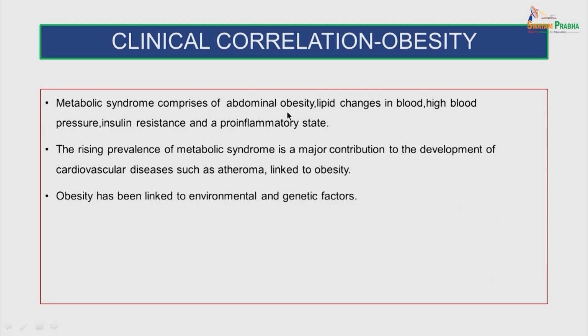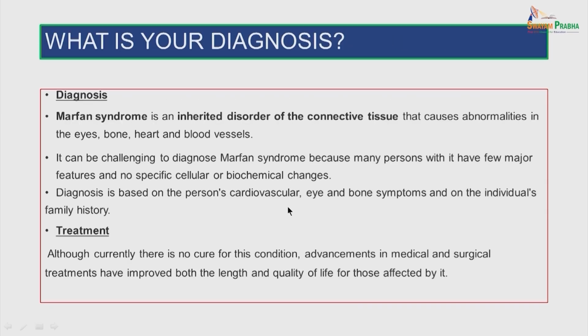The clinical correlation for adipose tissue. Metabolic syndrome, it comprises of abdominal obesity, the lipid changes in the blood, the high blood pressure, insulin resistance, and a pro-inflammatory state. So the rising prevalence of the metabolic syndrome is a major contribution to the development of the cardiovascular diseases such as atheroma linked to obesity. So obesity has been linked to environmental and genetic factors.